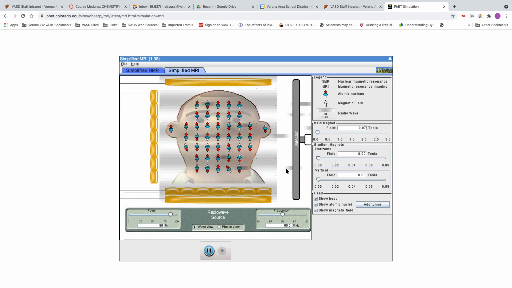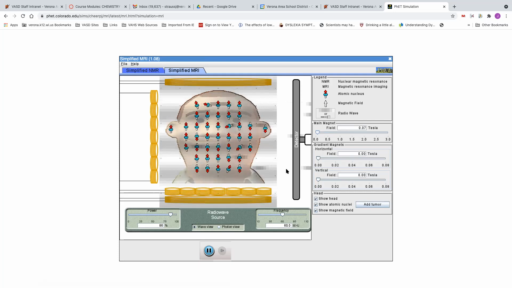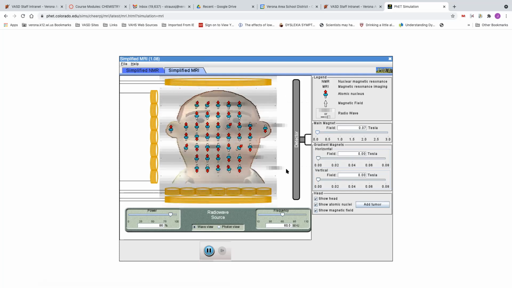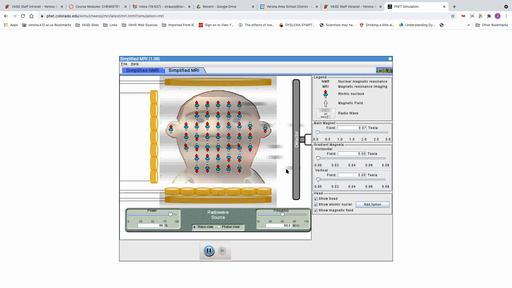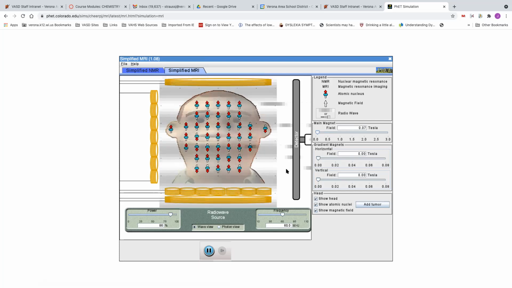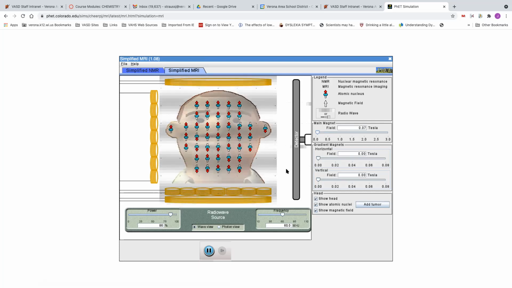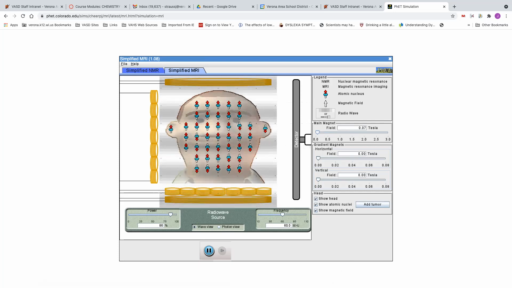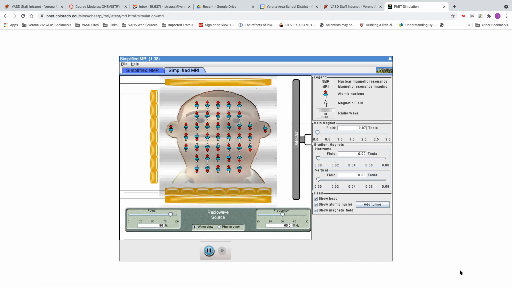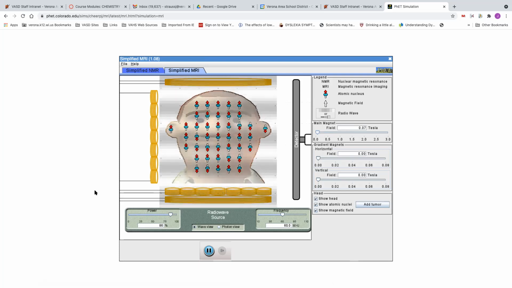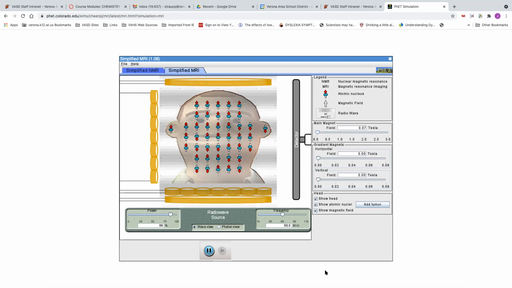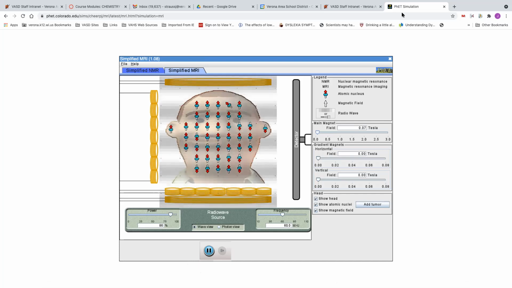Here's a little trivia question for you. When MRIs were first developed, they were called NMRIs. So I can put this in the chat room. So they were first called NMRIs. Can anybody tell me why you think they got rid of the letter N and just call them MRIs?